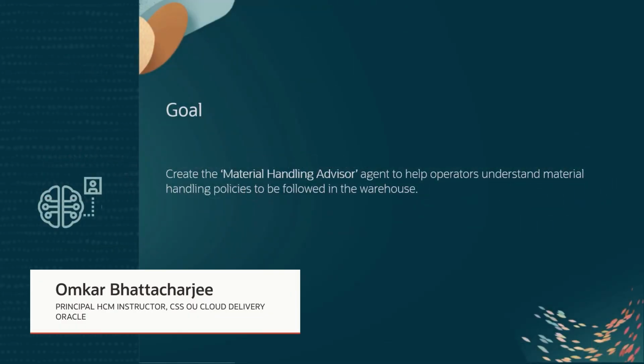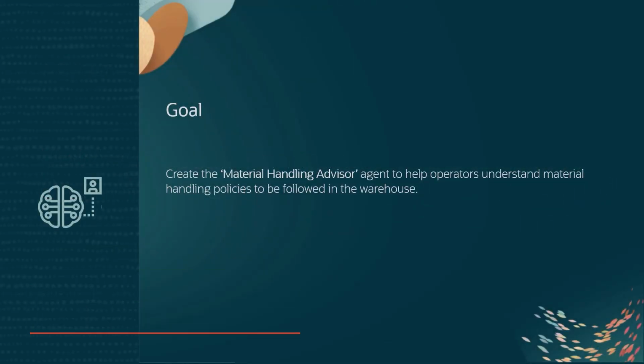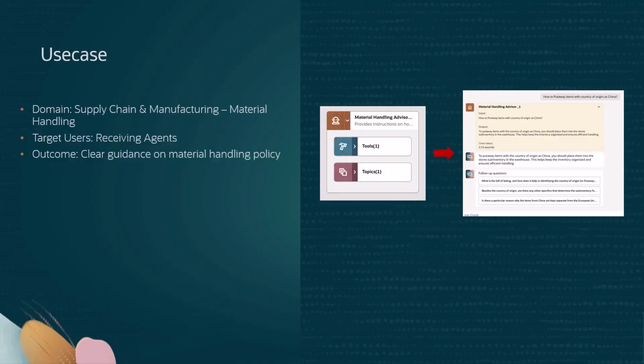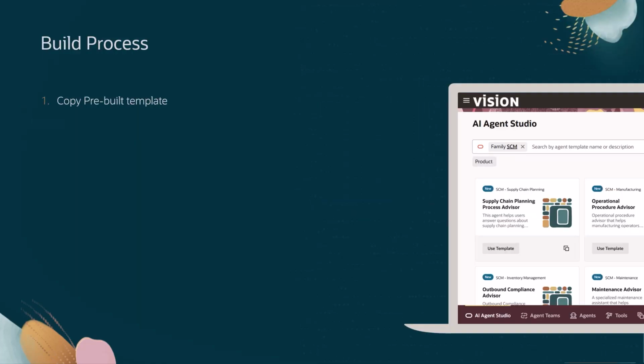Create the Material Handling Advisor agent to help operators understand material handling policies to be followed in the warehouse during the inbound process. The AI agent Material Handling Advisor helps receiving agents and warehouse operators access and interpret company or inventory organization specific material handling policies that need to be followed while executing the receiving and put away steps in the warehouse. To create the agent from the seeded template, we need to follow these main steps.